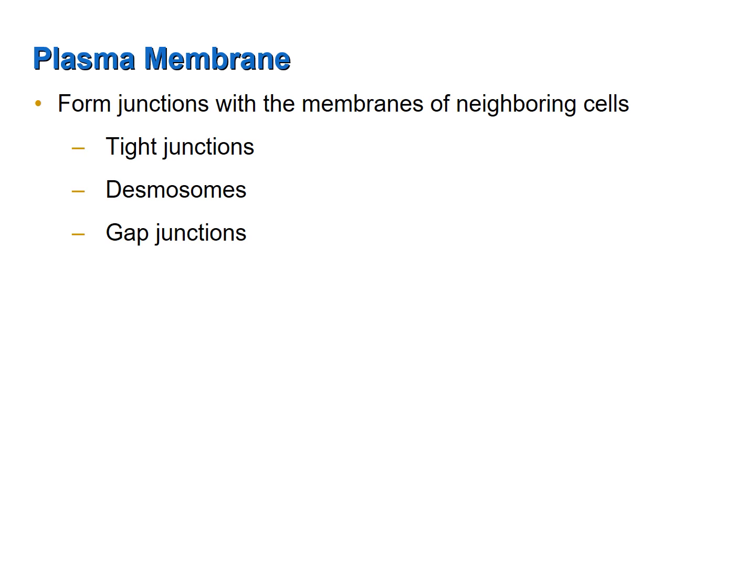Plasma membranes of adjacent cells often form intercellular junctions with one another. Intercellular junctions are discussed in your book under epithelial tissues. However, as they are specializations of the plasma membrane, I choose to discuss them here. There are three intercellular junctions that you need to be familiar with. They are tight junctions, desmosomes, and gap junctions.